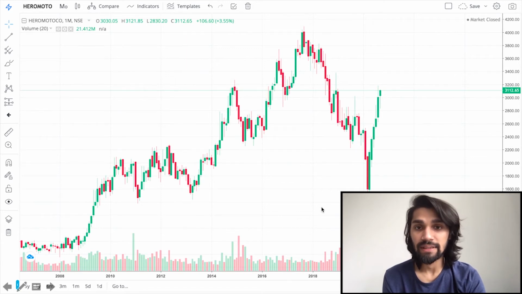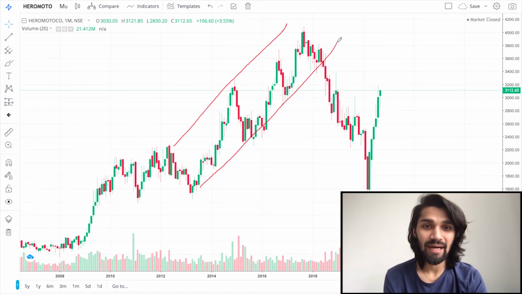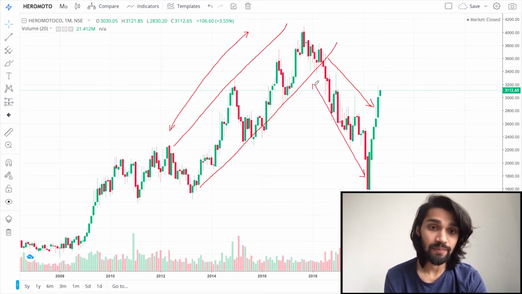We will look into an example. This is a chart of Hero MotoCorp. If you can see, the price was moving in an uptrend and it was in this zone itself. Once it broke that zone, the price went down, and if you can see, the price approximately came down as many points as the length of the channel, or even if you can see, there is a support here and the price came down exactly till this point.